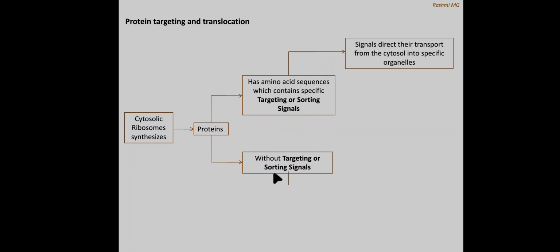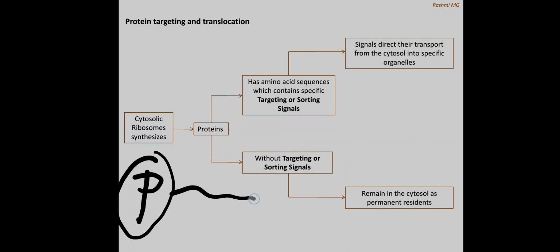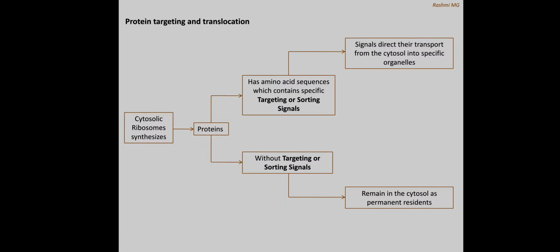The protein which does not have the targeting or sorting signals remains in the cytosol itself. As I mentioned earlier, the sequence that the protein carries will decide the destination of that protein. So you remember what I said, okay? The protein which does not have any targeting signal will be present in the cytosol itself for further functioning.